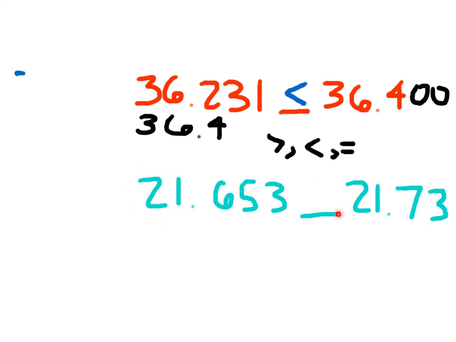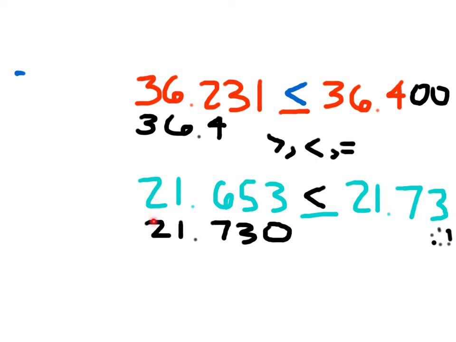21 wholes, 21 wholes. Okay, that means I'm just comparing my decimal numbers after that decimal place. So if I put the 0 here, I know at that point that I'm comparing 653 thousandths with 730 thousandths. And right then and there I know that 653 thousandths, which is the part after the 21 wholes, is already less than 730 thousandths. Again, to check it, I can go back there and line them up, and I can go step by step.